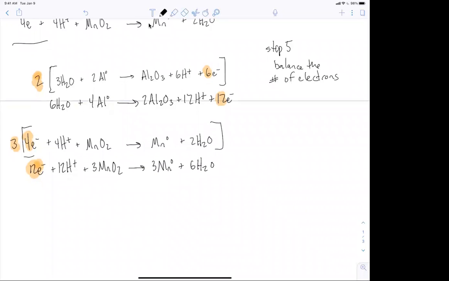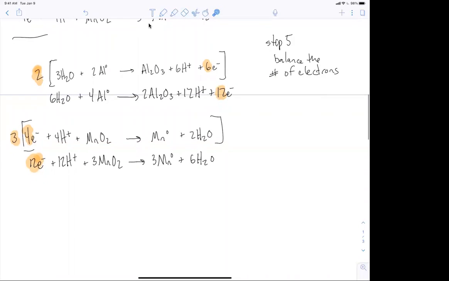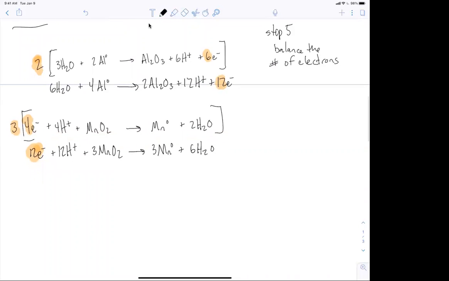Okay. Now we really are close to being done. So now everything really is balanced. So all the hydrogens and oxygens are balanced. We balanced our charge using electrons, and then we made sure that these two half reactions match one another in terms of electrons lost and electrons gained. So now we're ready to add these two back together.